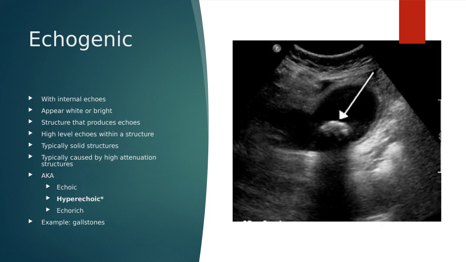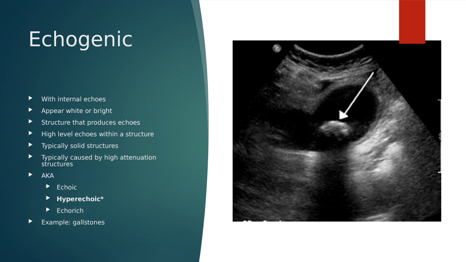Next, we have echogenic. Now, echogenic does have some variations to it. You can have something that is hyperechoic, which we will talk about, or hypoechoic, which we will also talk about, and both of those are considered to be echogenic. This means any structure that is producing echoes. So anechoic, we said no echoes, nothing at all in those black structures. Echogenic is now that range of having internal echoes to it.